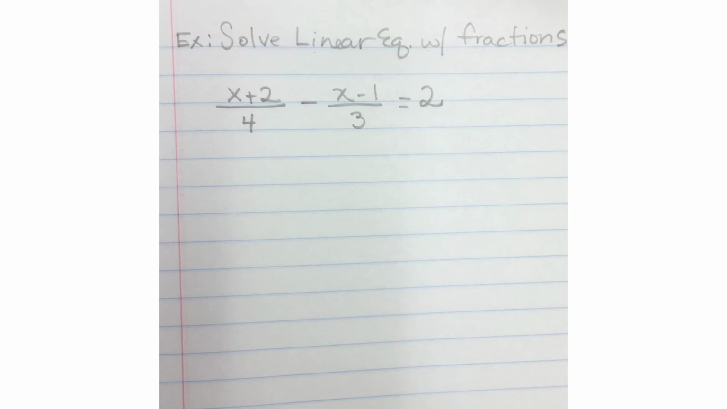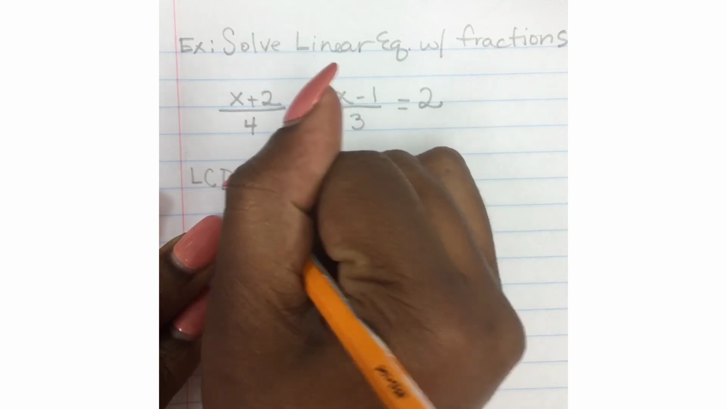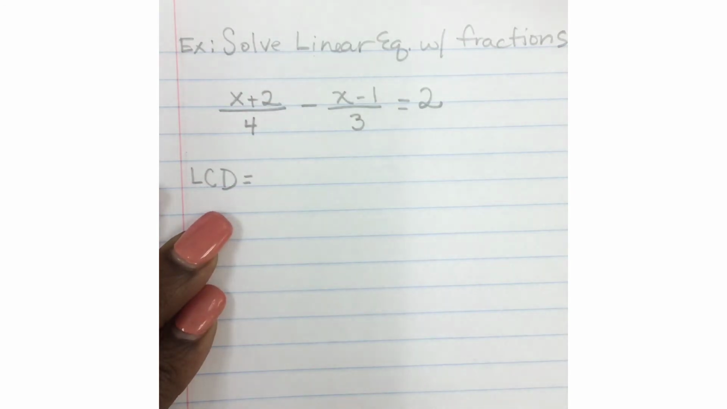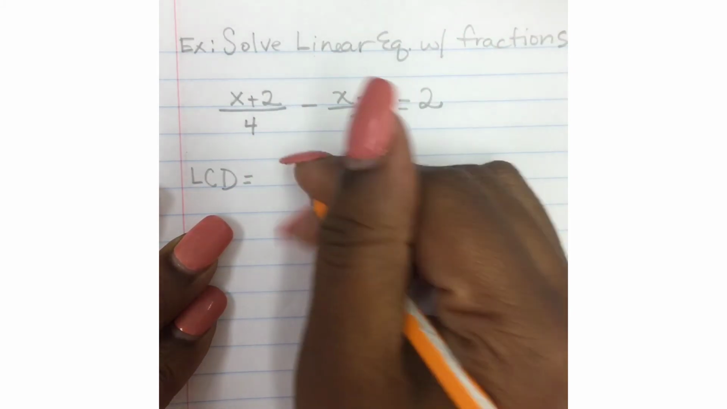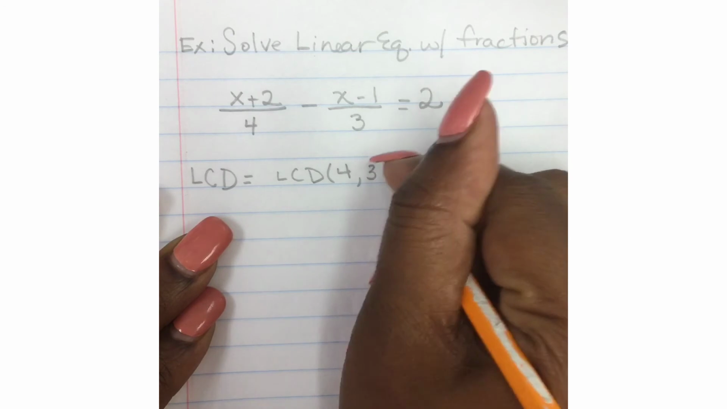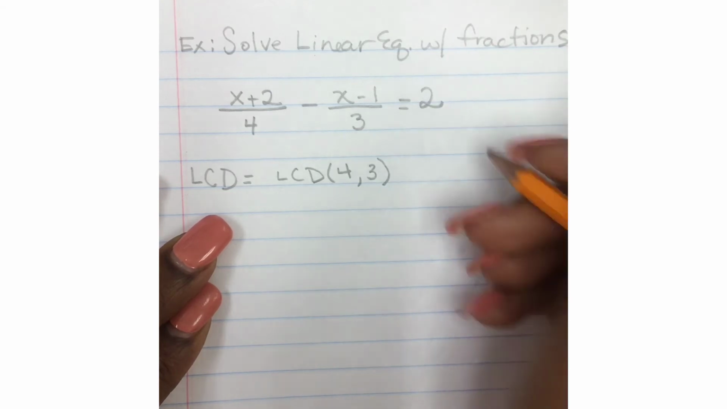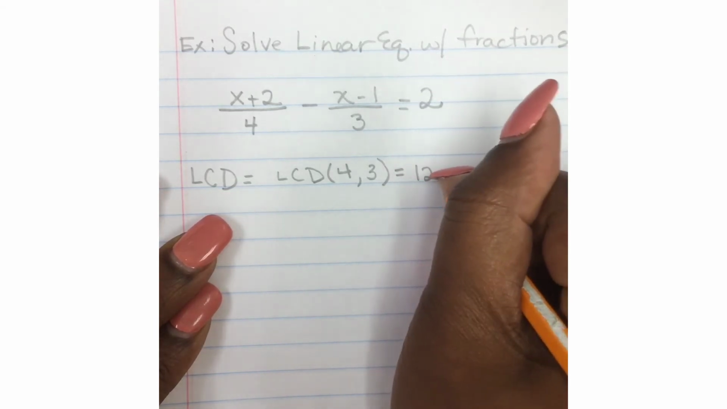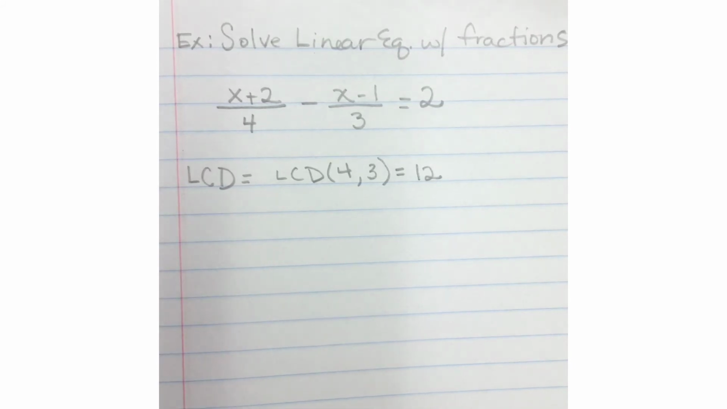Now, everybody looks at fractions and they freak out and it's okay. Let's get rid of them. And the way we get rid of them is we have to find what we call the least common denominator. We're looking for the least common denominator for 4 and 3. Now, you all may have known it as the least common multiple, and that it's going to be 12. Okay? So, we have to find the least common denominator first.